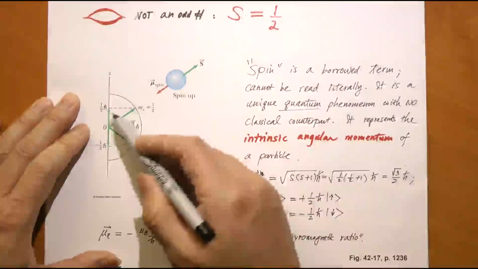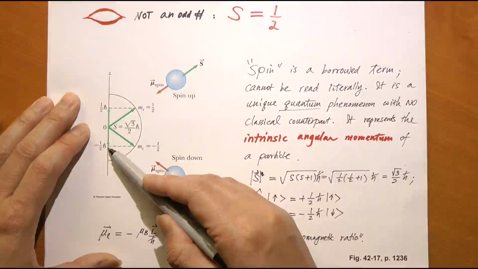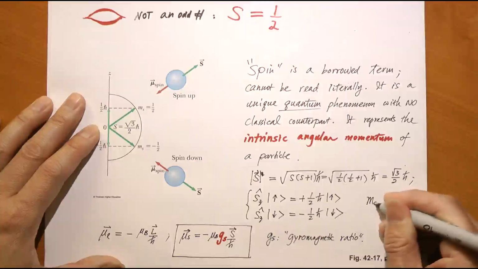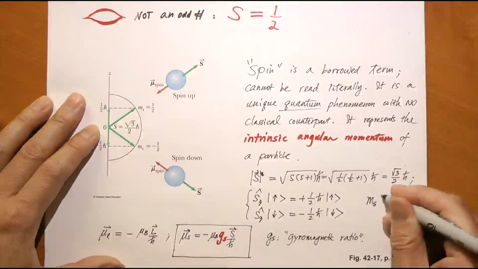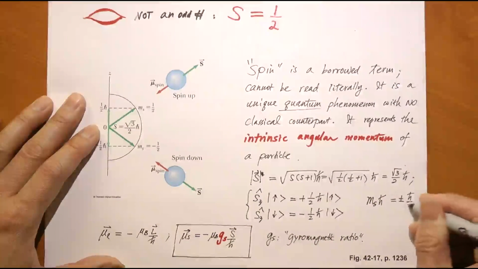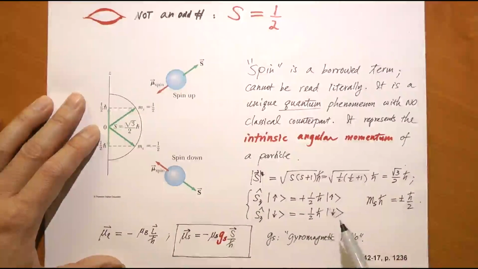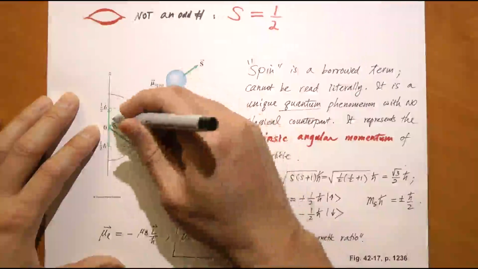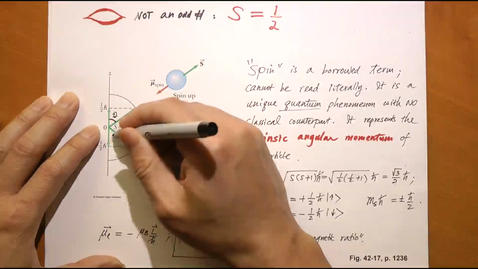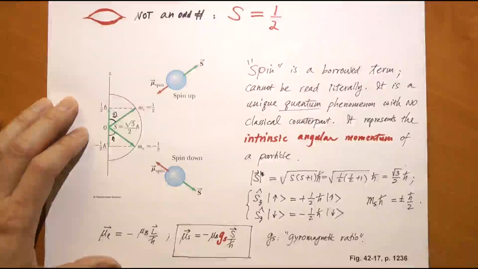And when you project onto the z-axis, you get two possible results: a positive half h bar or a negative half h bar, because ms, the z component of the spin angular momentum, is ms h bar, and that equals positive or negative 1/2 h bar. Okay? And the angle between the spin angular momentum and its z component, theta, these two angles theta are the same, and you can actually find what value it is using this and that.